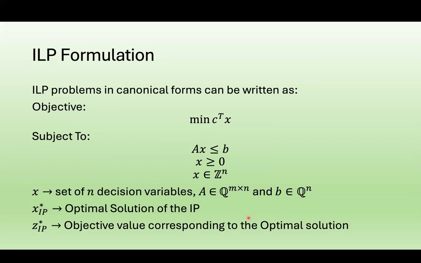Then x_IP star denotes the optimal solution of the IP. z_IP star is the objective value corresponding to the optimal solution, which is nothing but the value obtained on substituting x_IP star in c transpose x.